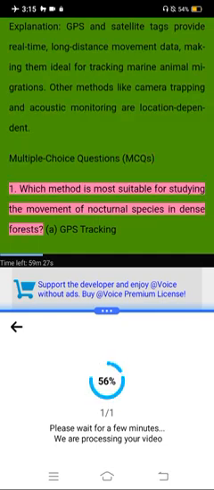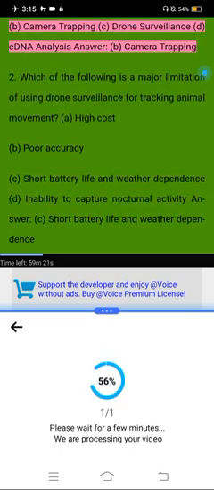Which method is most suitable for studying the movement of nocturnal species in dense forests? A. GPS tracking. B. Camera trapping. C. Drone surveillance. D. eDNA analysis. Answer. B. Camera trapping.